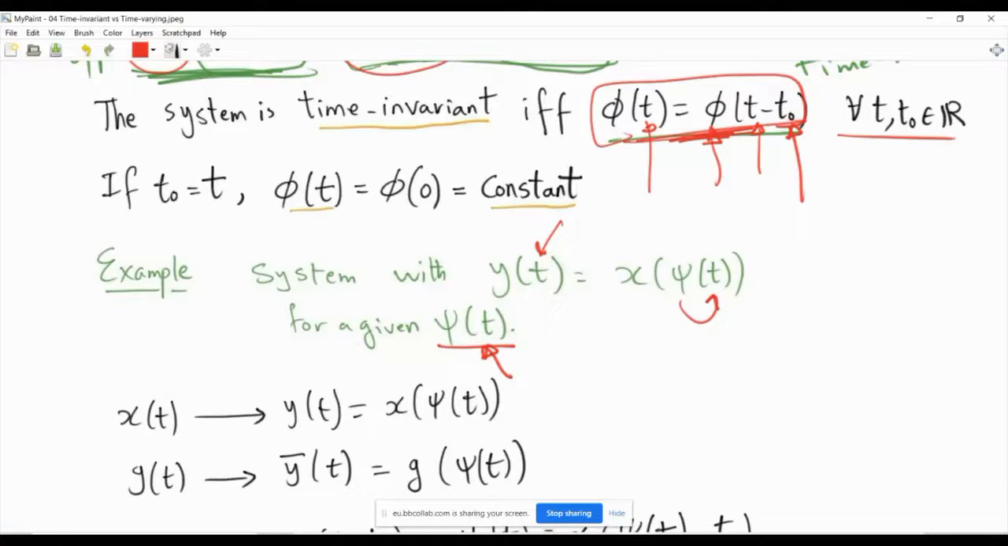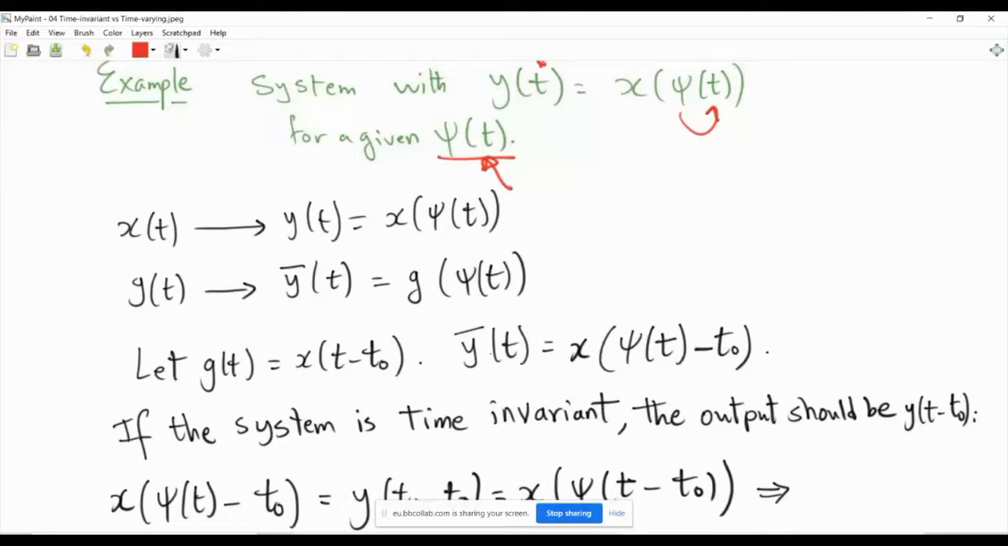So y of t is not equal to x of t. y of t is equal to x of psi of t. Okay, so basically the output at time instant t is the input at time instant psi of t, where psi is some given function. Is this system time invariant or not?